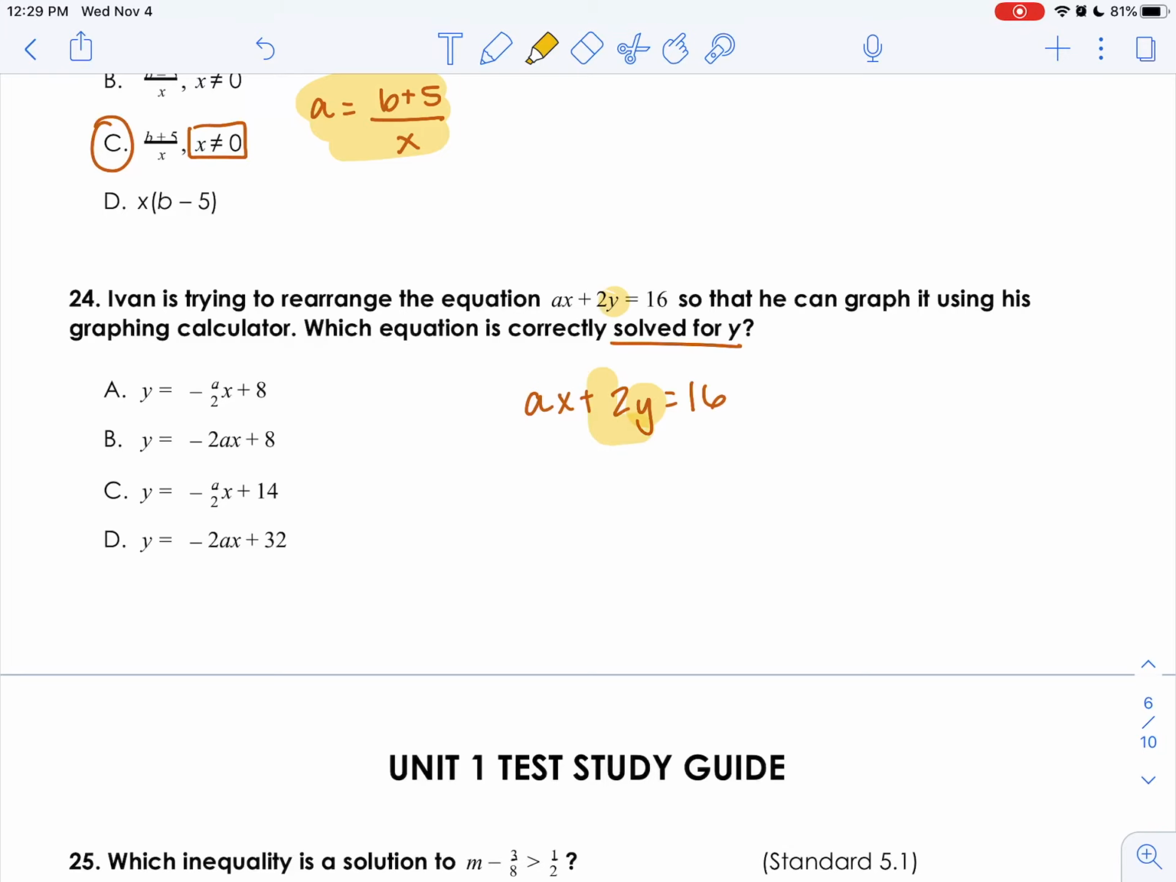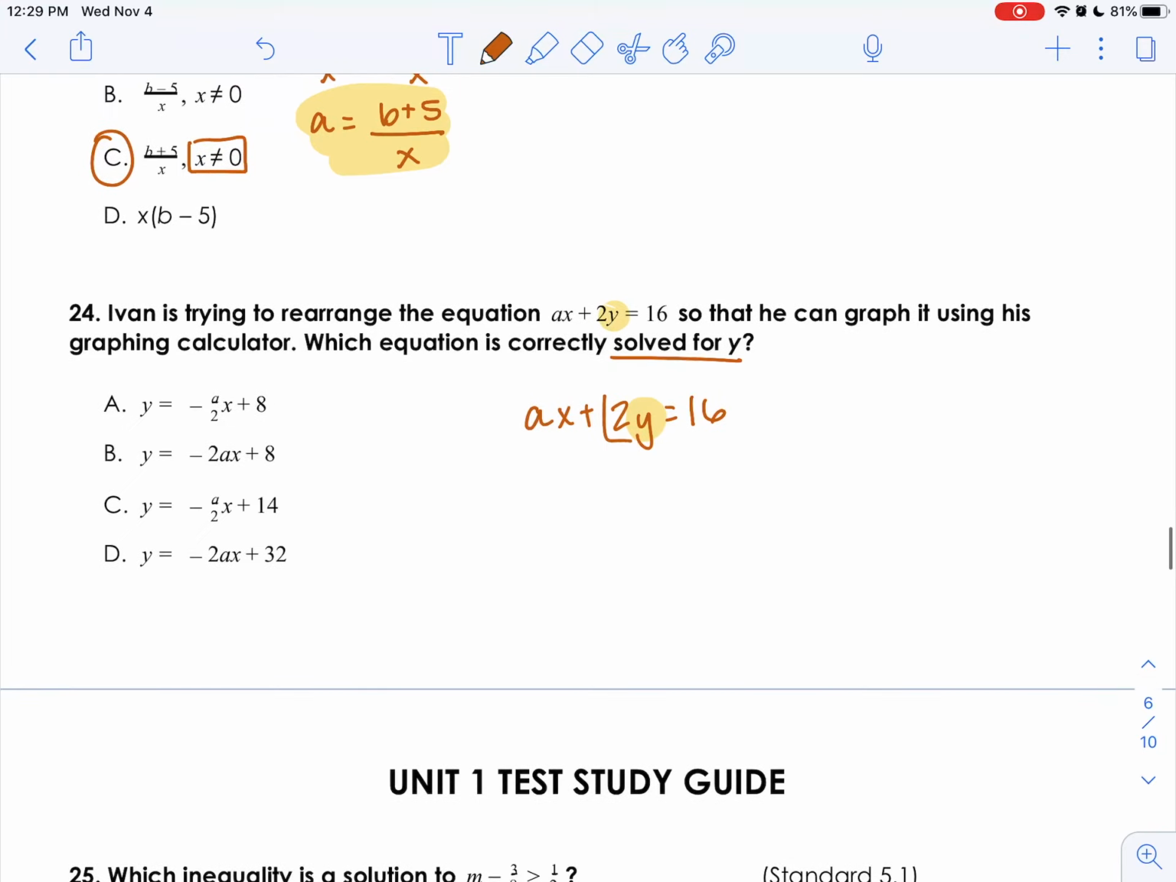So the first thing I want to do is get the 2y all alone, so I need to get rid of ax. Well, if I want to get rid of that or move it to the other side, I'm just going to subtract it. Over here, ax minus ax cancels, leaving me with 2y equals 16 and ax are not like terms, so I'm just going to write it down like this, 16 minus ax.